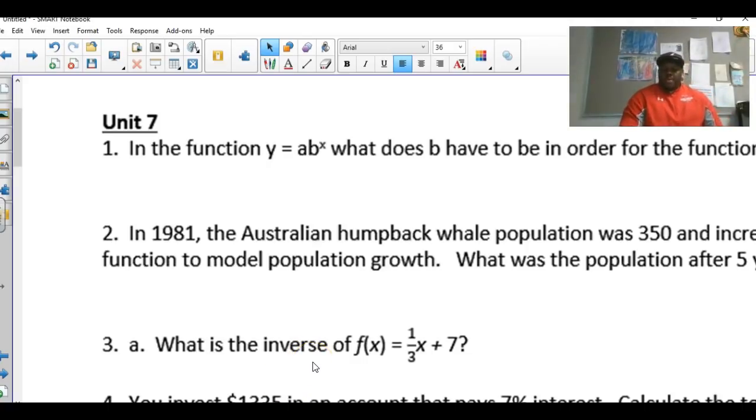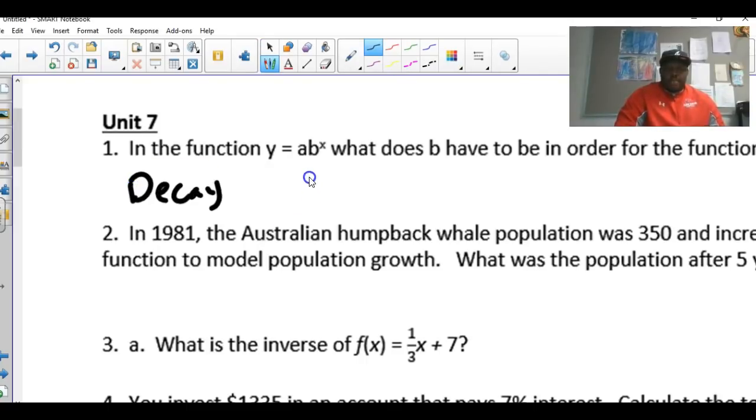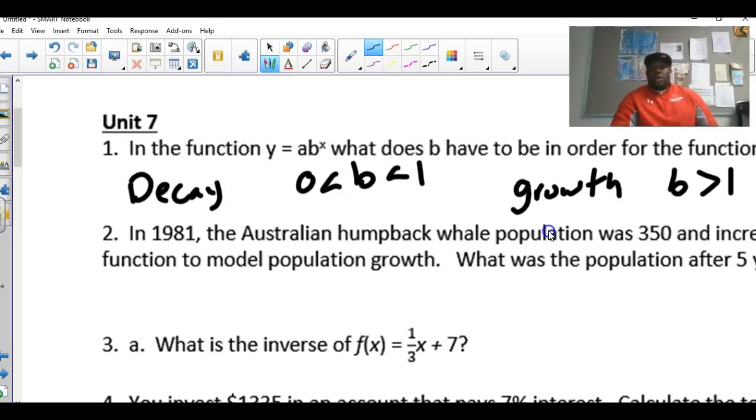If you remember way back when, to have an exponential decay, your b value had to be, and let me write it down, for decay, your b value has to be greater than 0 but less than 1. And for your growth, your b value must be greater than 1. Just greater than 1. So here, you want anything larger than 1: 1.1, 1.2, 1.001, 3, 4, 5, any number larger than 1.